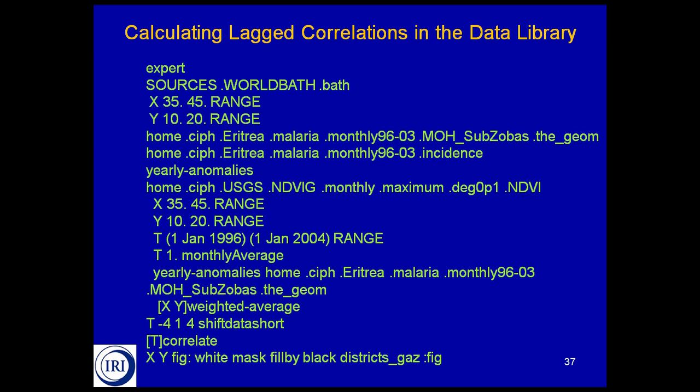So here's the script. It's a bit longer than the others. At the beginning you can see we select the sources world bath dataset, and we select a latitude longitude domain, and in fact in longitude we're going from again 35 east to 45 east, and in latitude from 10 north to 20 north. Then we select the shapes of the subzobas. That's the geom variable. And then the rest of the information up to the correlate command is just the correlation that we did in the previous exercise. So this is where we're correlating the malaria incidence anomalies with the NDVI anomalies. And then at the very end we have x, y, fig: and this is where we input the figure information that we just described a moment ago.